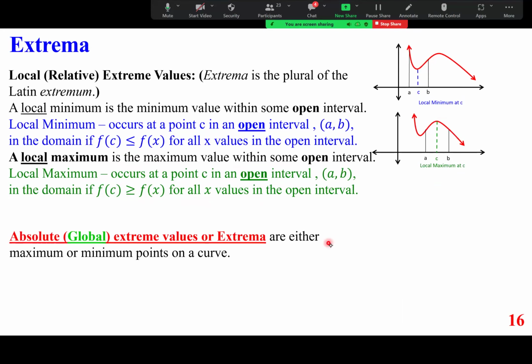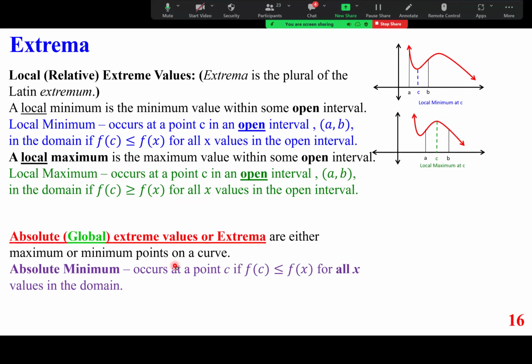Absolute or global extreme values or extrema are either maximum or minimum points on a graph. An absolute minimum occurs at the point c if f of c is less than or equal to f of x for all x values, not in some open interval, for all.